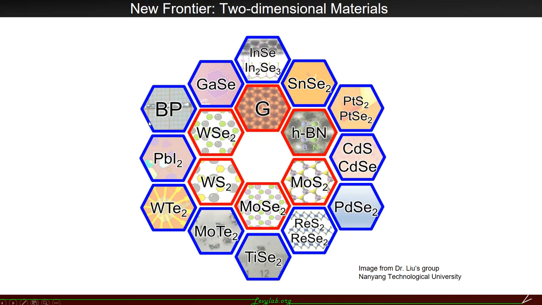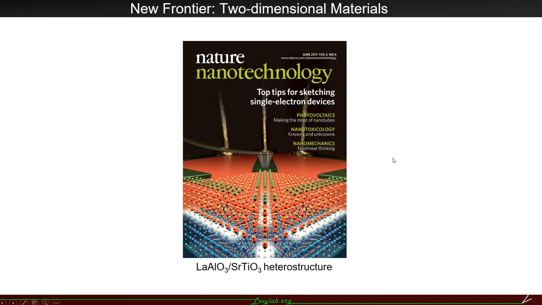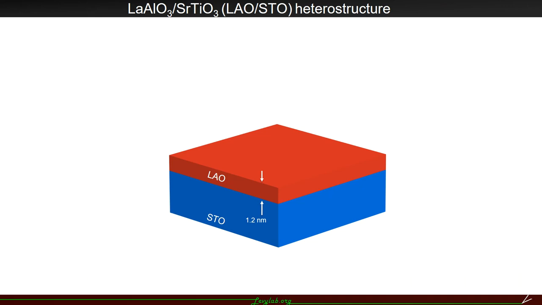As we know, 2D materials and 2D systems have attracted a lot of attention in recent years because of their unique physical properties. Here is a list of 2D materials and 2D systems, and the list is still growing every year. In our group, we are mainly focused on the lanthanum aluminate strontium titanate heterostructure. Lanthanum aluminate and strontium titanate, which we call LaAlO3 and SrTiO3 for short, are both wide band gap insulators.